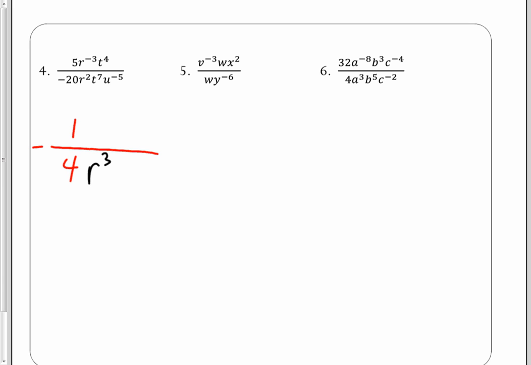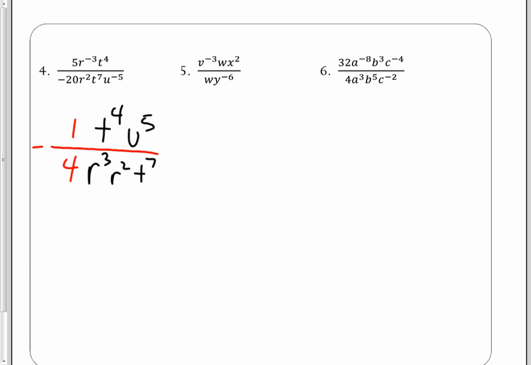Do I move the T4? No. Keep that there. R2 is positive, I just keep it there. T7 is positive, I just keep it there. What about the U negative 5? Move that to the top. This would get you half credit. You've gotten rid of your negative exponents.